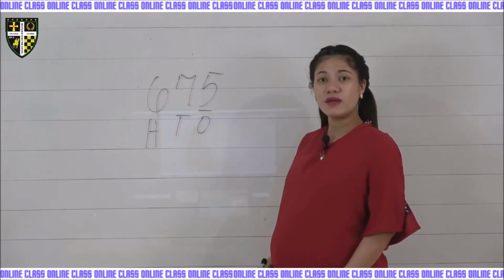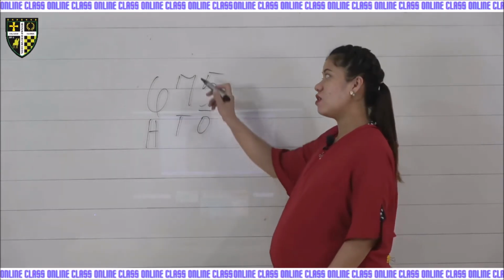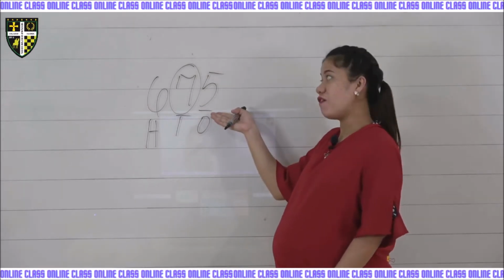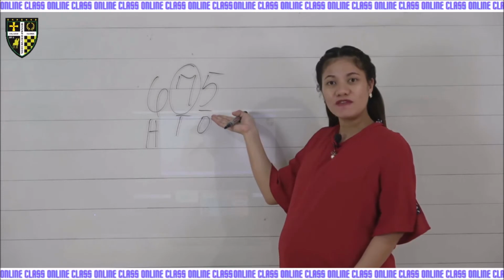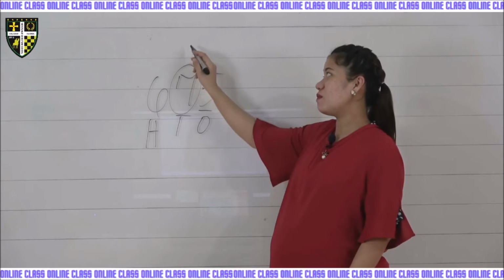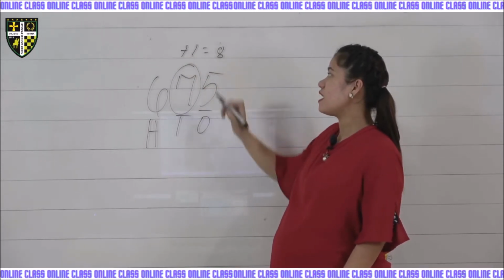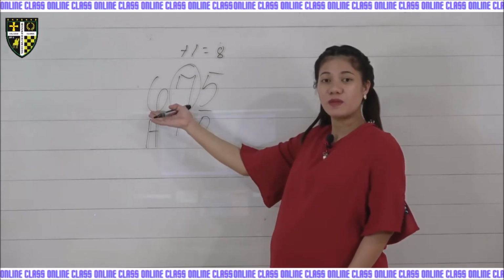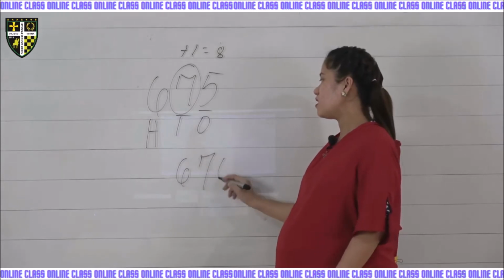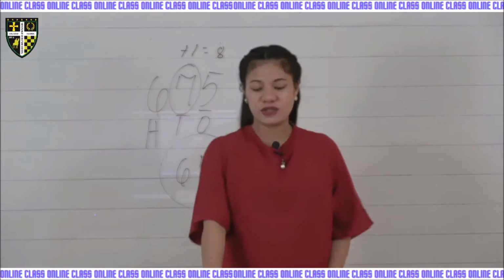So we are talking about the tens place. So our tens place is 7. At the right side of 7, we have 5. That means to say, we have to round it up. We have to add 1 to the 7 to make it 8. 7 will be 8. And then you will just copy the number 6 at the left side. So our answer will be 670. So let us find out if our answer is correct.